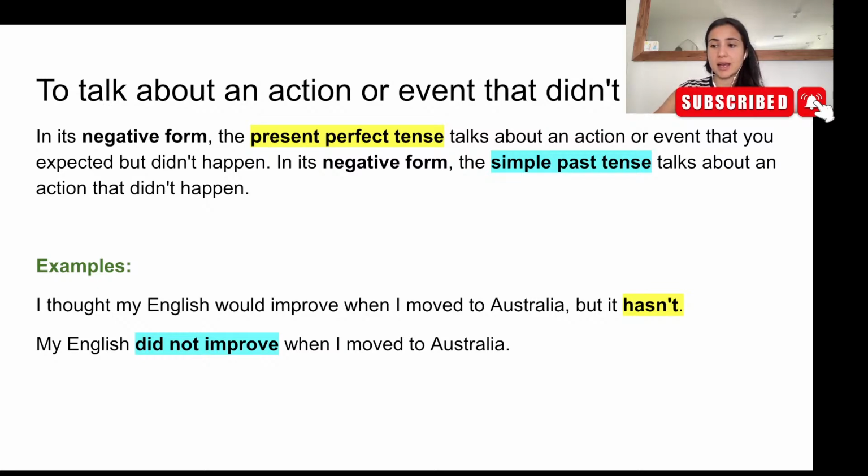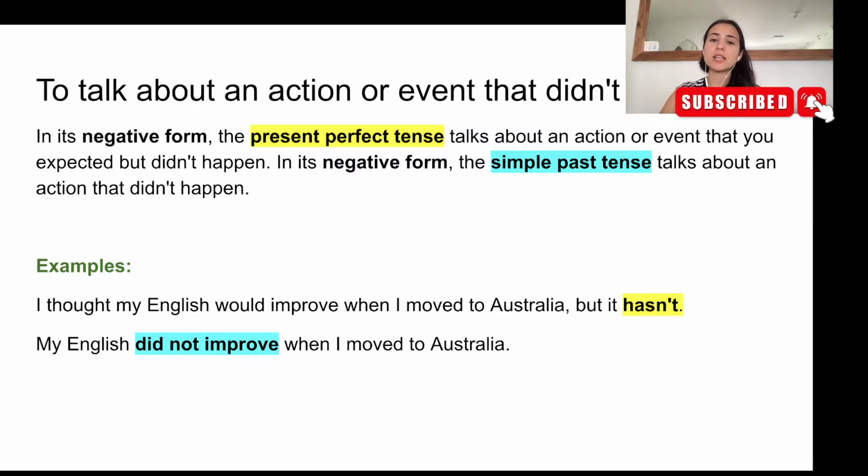The next one, the simple past tense in the negative form. My English did not improve when I moved to Australia. So this just tells us that this is what happened. This is the fact. The fact is it did not improve. But it's not telling us we were expecting it to improve and it hasn't improved. It's just saying that it did not improve.